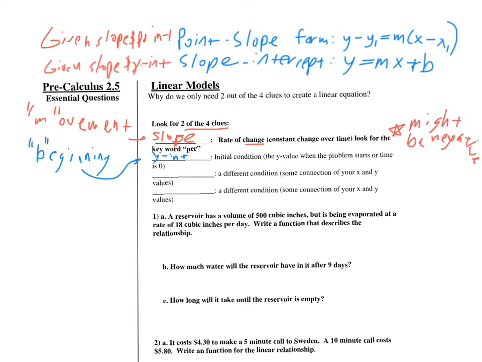All right, the next 2 are going to be points. You might be given 1 point at x comma y, and then you might be given another point, x comma y, okay? Those are just different conditions, some connection between x and y values. Like I said, you're only going to get 2 of these, so you might get the slope and a point, a slope and a y-intercept, or a y-intercept and a point, some combination of those, okay? All right, so let's do some practice problems then.